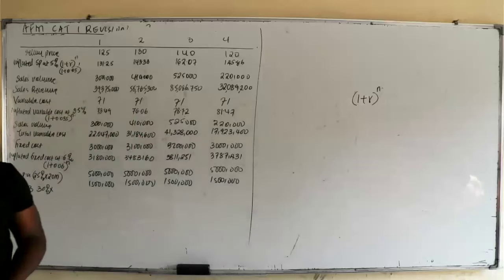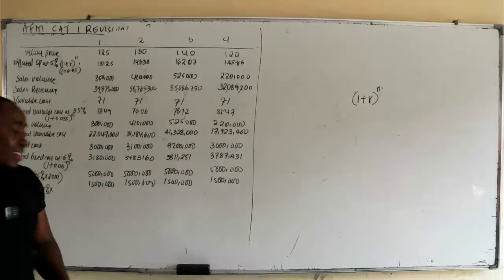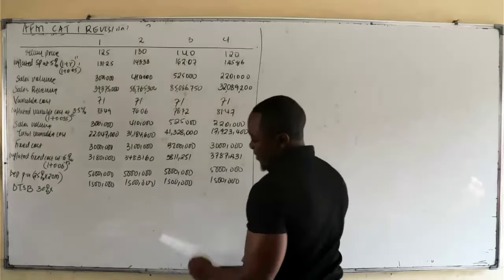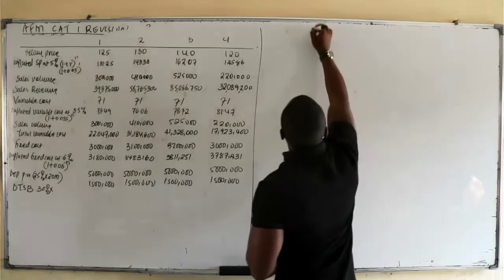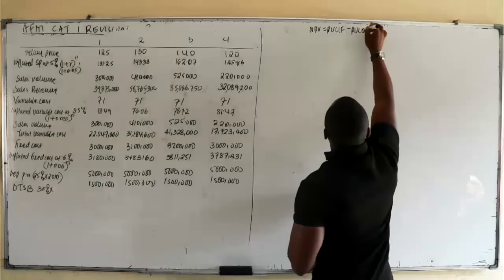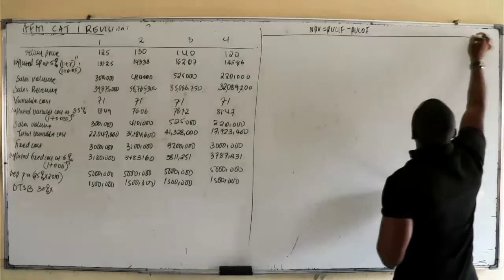Now, what was the question? Now you answer. You determine what? NPV. So NPV is the present value of cash inflow less the present value of cash outflow.